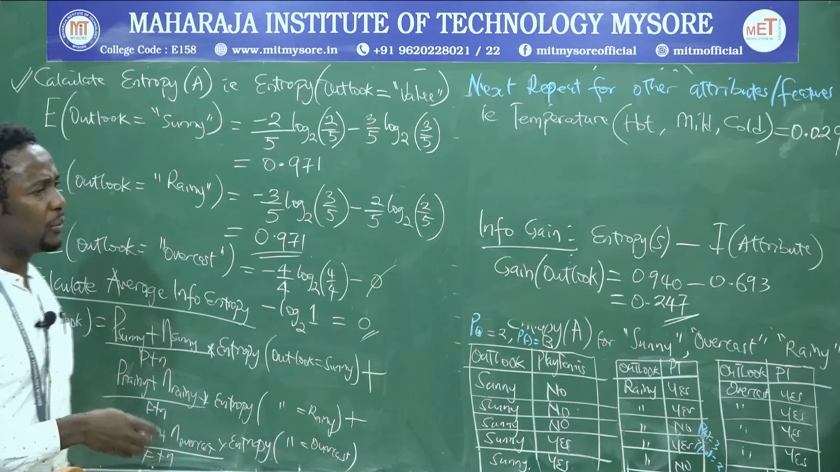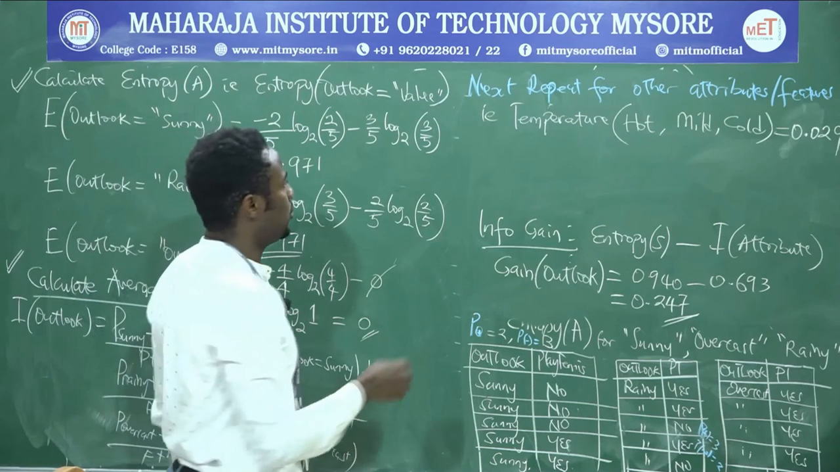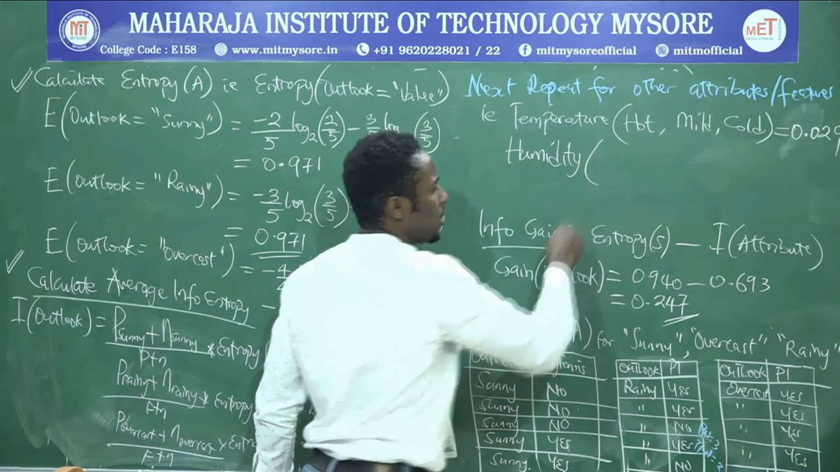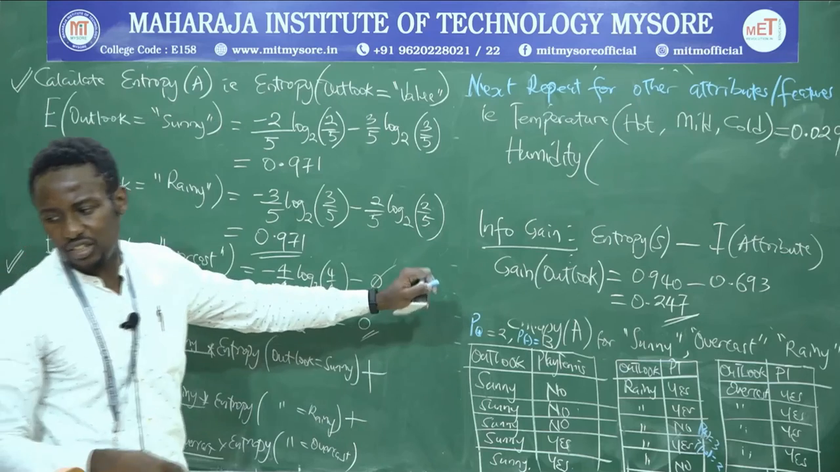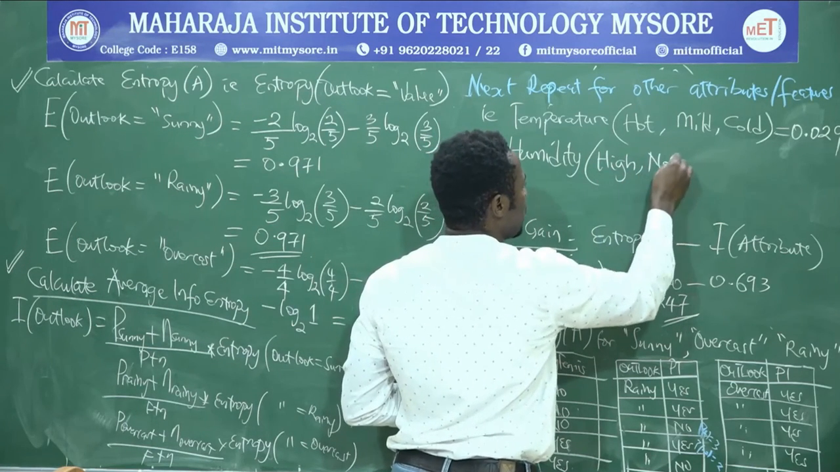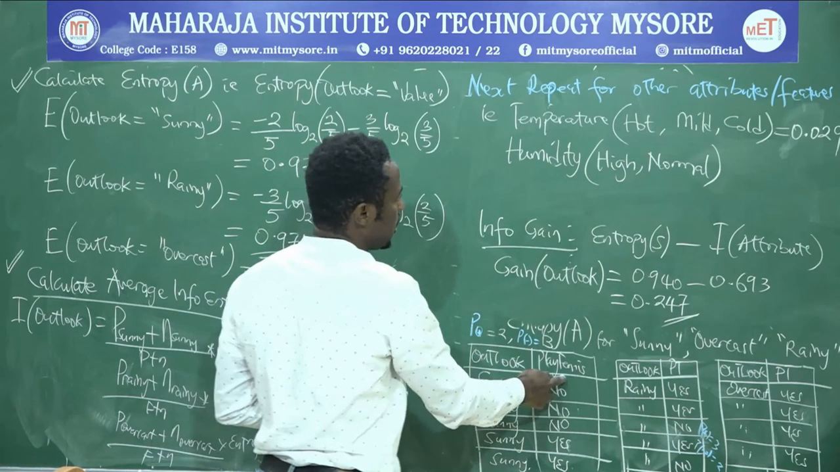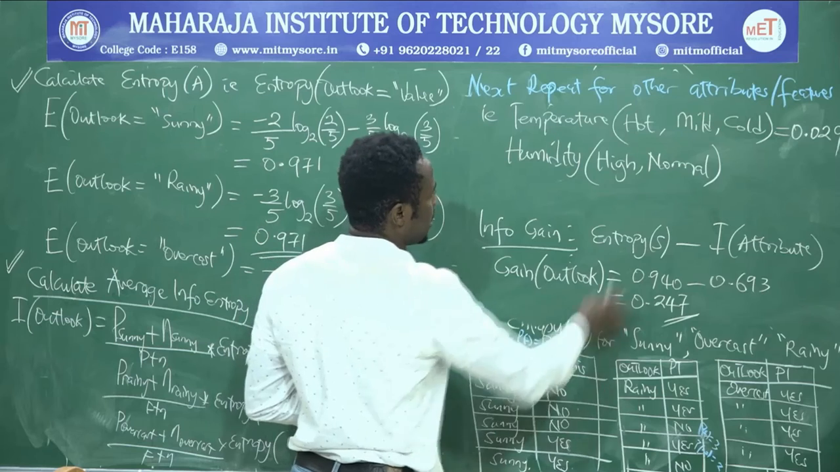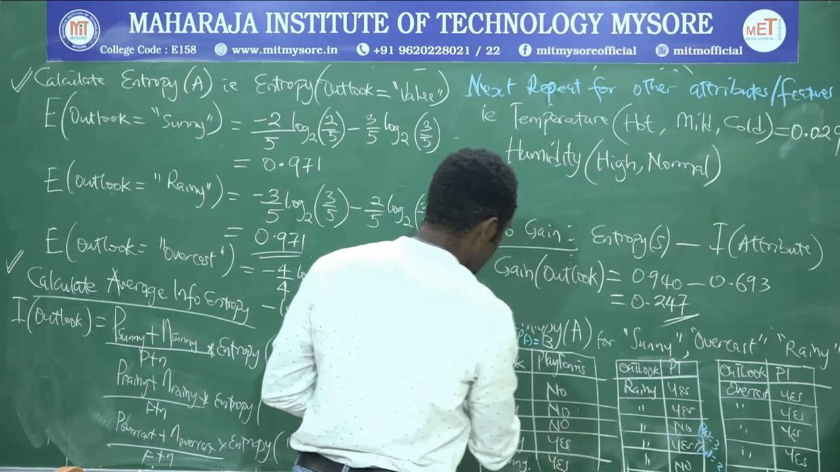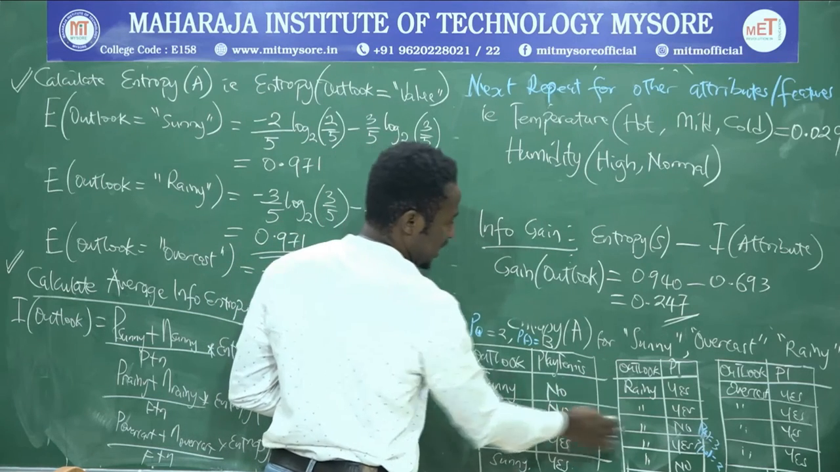Now, after temperature is over, you have to repeat the same process again for humidity. Make some subsets of that also. For humidity, you have high and normal. So for high, you make a table, and for normal also, you make another table. Same thing. Please remember, humidity, high, then again humidity, normal.